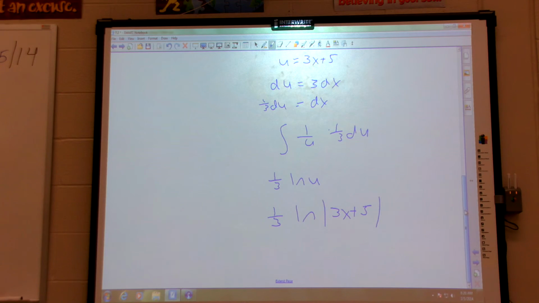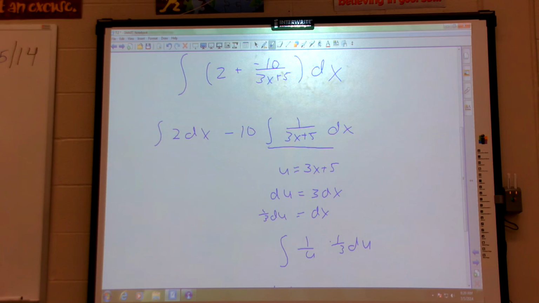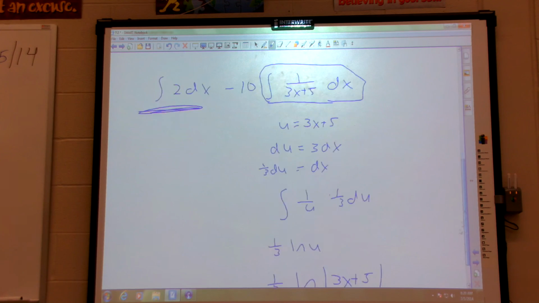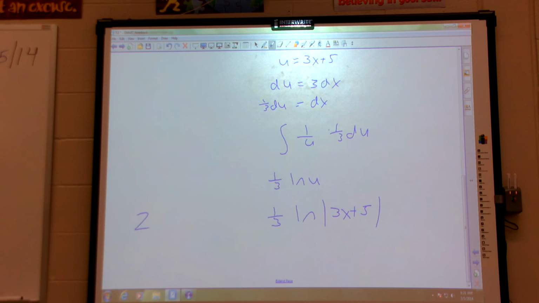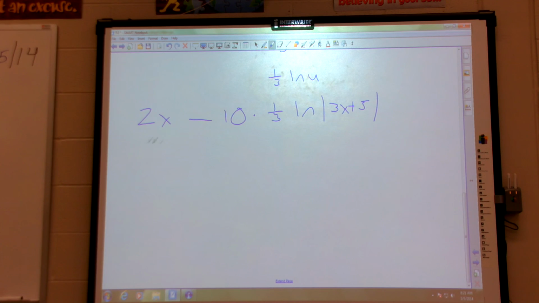You with me so far? But that is just this, correct? This antiderivative is 2x. So I actually have 2x minus 10 times that. So when I clean that up, I have 2x minus 10/3 natural log of absolute value of 3x plus 5 plus c. Now that I'm all done, I'll add my plus c.